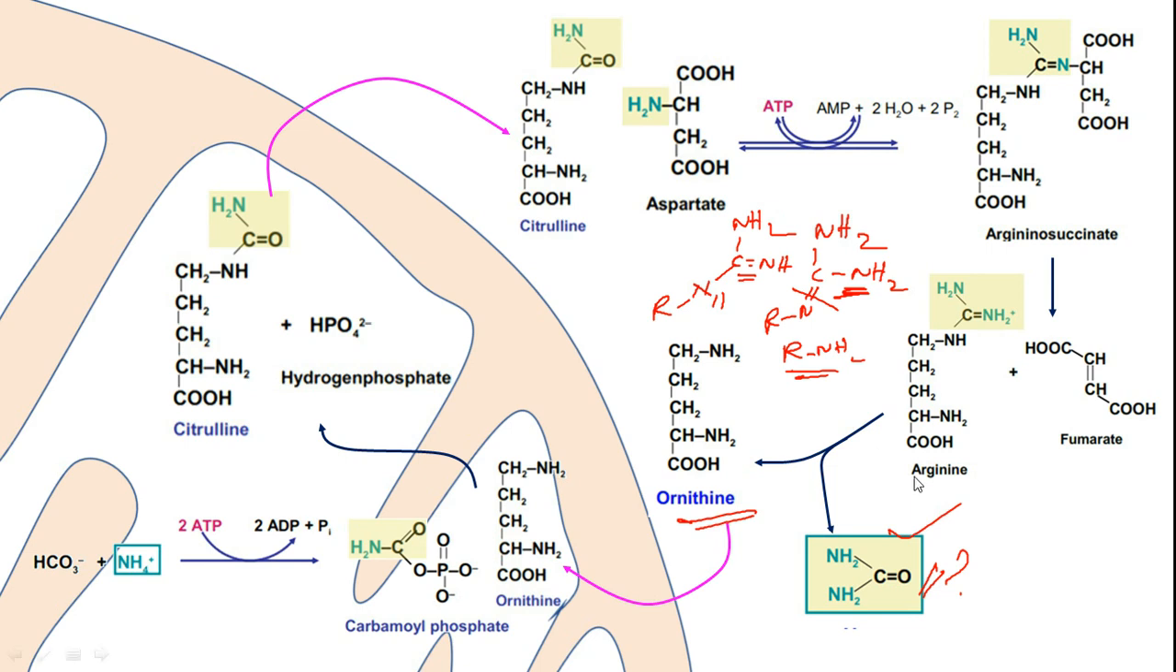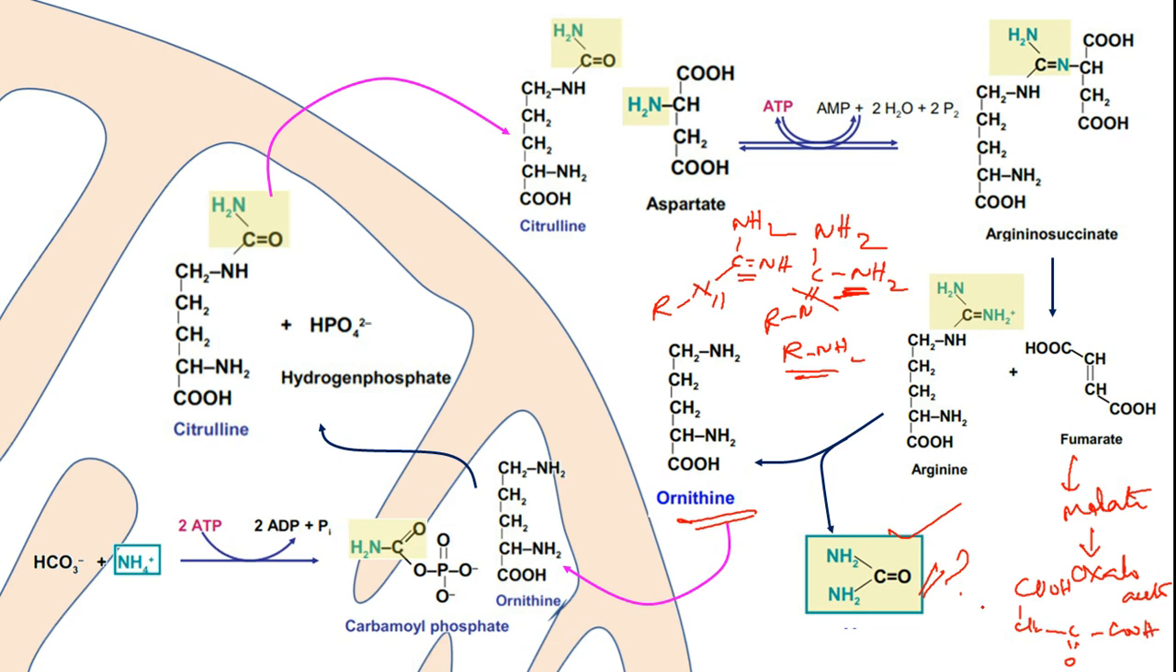The fumaric acid that is formed over here will participate in the Krebs cycle. So fumarate will become malate, malate will become oxaloacetate. So this oxaloacetate means what? COOH, CH2, C double bond O, COOH.